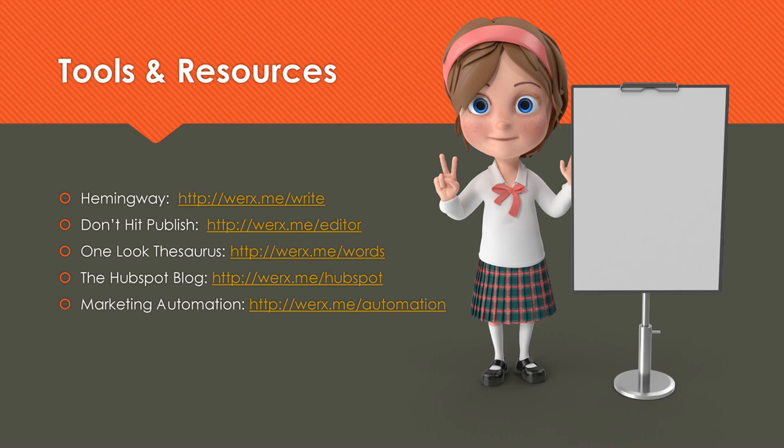So Hemingway is a paid tool. It's not a free tool, but it's very inexpensive. And Don't Hit Publish are just two. I use Hemingway as a way to improve my writing. And I use Don't Hit Publish as sort of an editor to just check the highlights of things that we're sending. So those are really good tools. You can go to thesaurus.com anytime, but there is another free thesaurus that I think is much better, and it's called the One Look Thesaurus. And so you can find that one at that link.